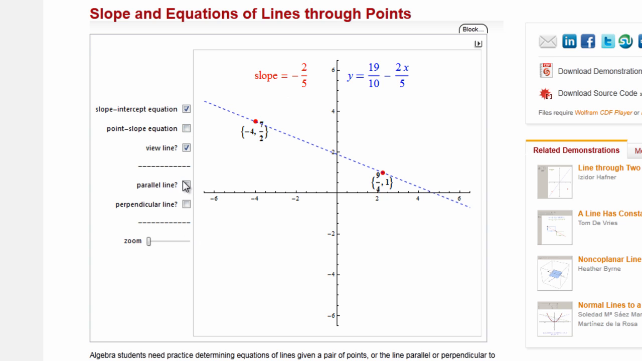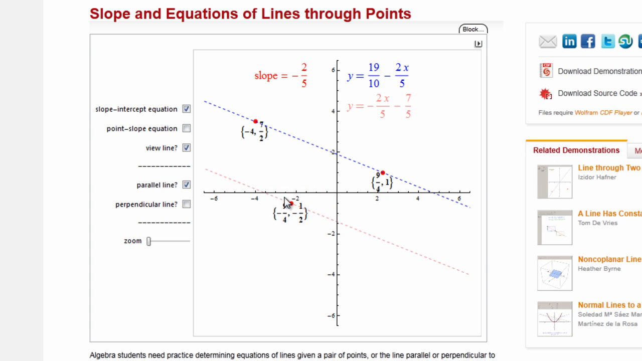Now let's go ahead and click on parallel line just to get a parallel line in there. Let me drag this line around. You can see this line is parallel, but also notice that the slope of that parallel line is a negative 2/5, just like the slope of our line is a negative 2/5. No matter where I drag this line, the slope is always a negative 2/5.